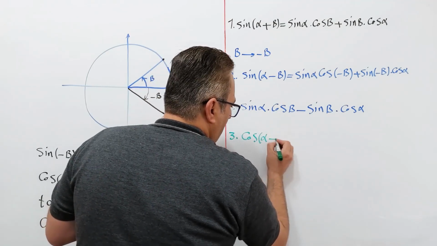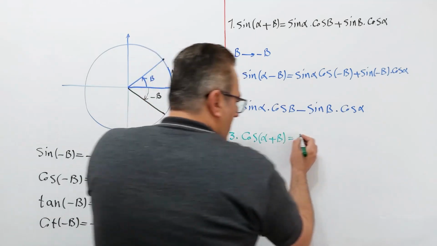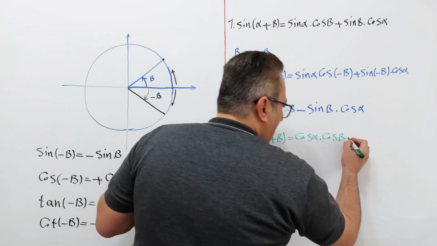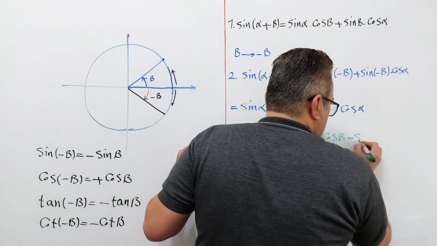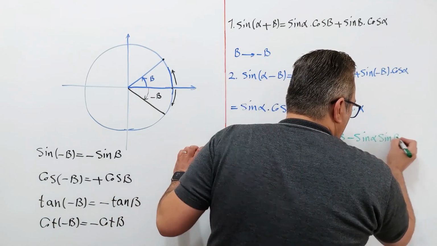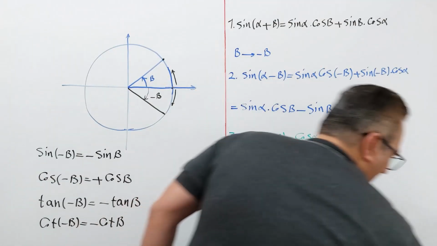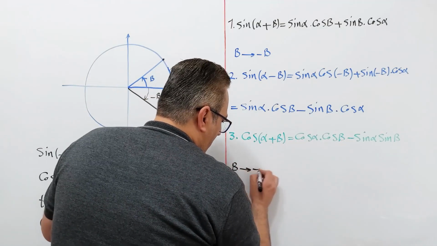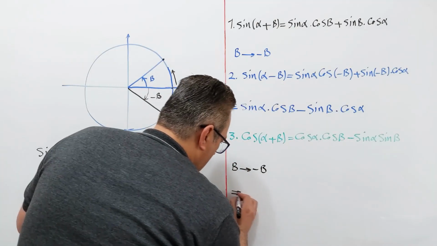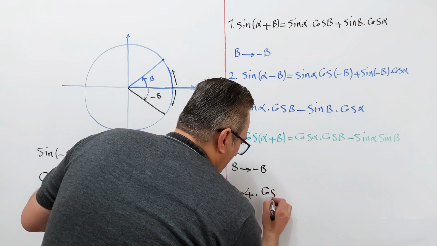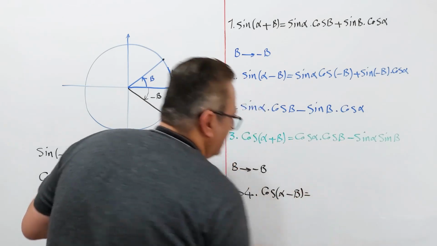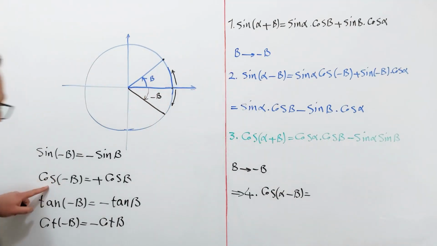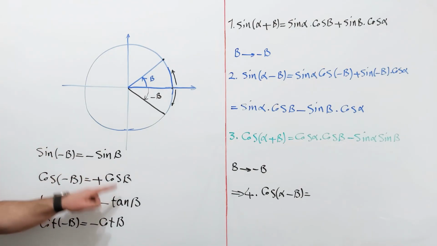cosine of alpha plus beta is equal to cosine of alpha times cosine beta minus sine of alpha sine beta. Okay, and if instead of beta we have minus beta, so we have number 4, cosine of alpha minus beta is equal to cosine alpha times cosine minus beta, and cosine minus beta is equal to plus cosine beta.